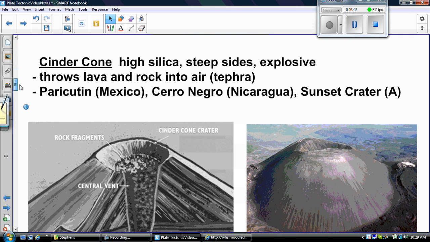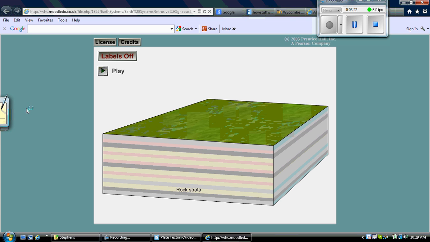The next type of volcano is a cinder cone volcano. Now, a cinder cone volcano always has a lot of silica in its magma, so they're very explosive. Because they're very explosive, they have really steep sides, so they're very narrow volcanoes. When they erupt, they throw a lot of lava and rock into the air, and that's called tephra.